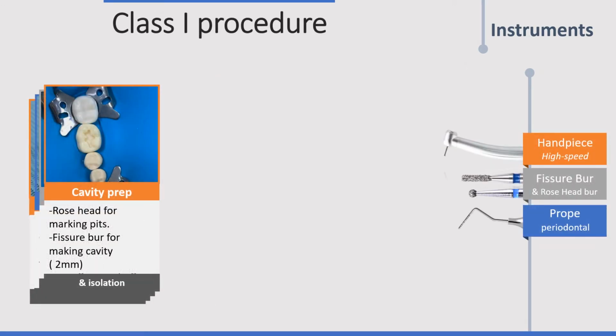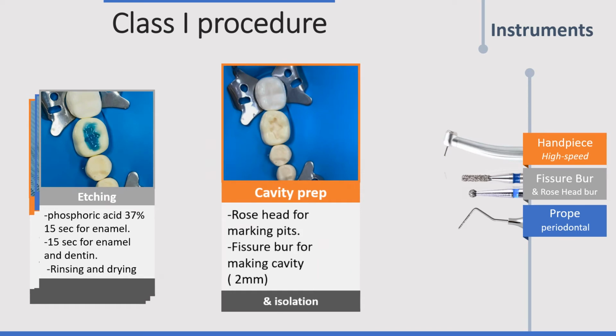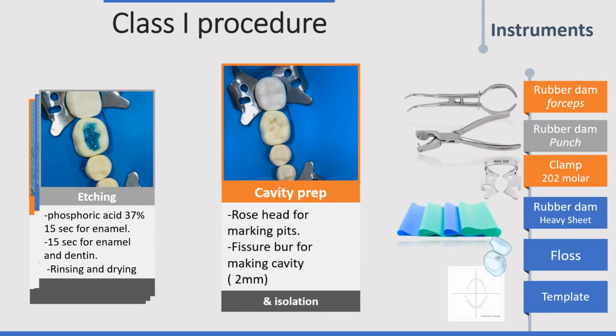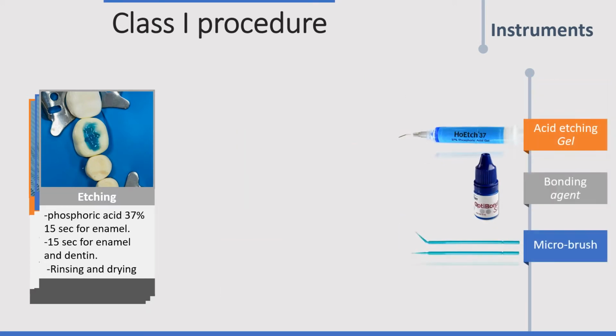Now, let's talk about Class 1 composite restoration. For the instruments, they are the same as we use in Class 4, and the steps will split into Class 1 cavity preparation using rose head bur for pits and fissure bur for making the cavity itself of 2 mm thickness. Same rubber dam instruments for isolation, and same materials for etching and bonding.